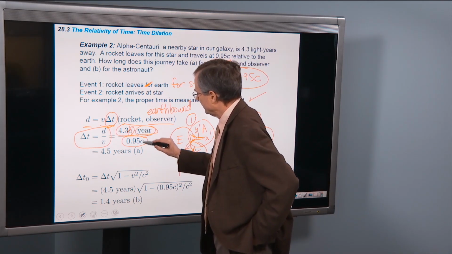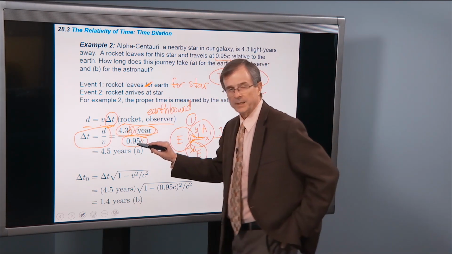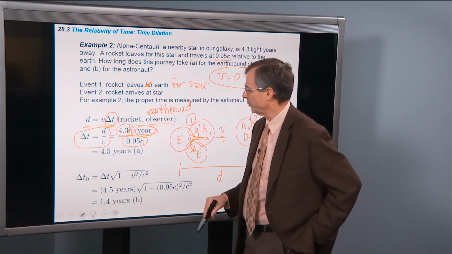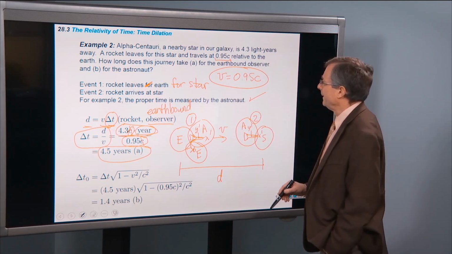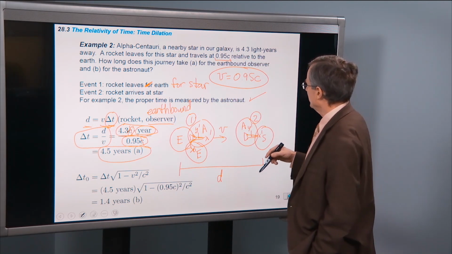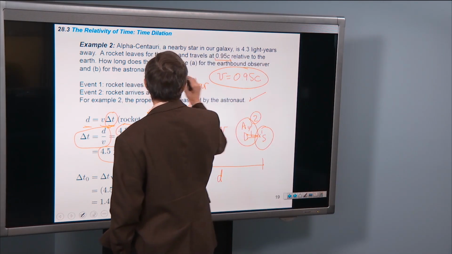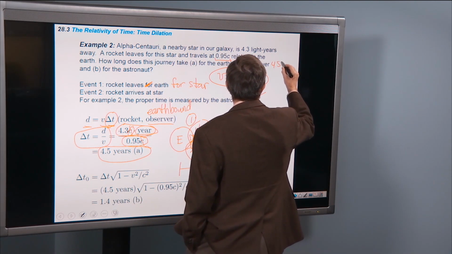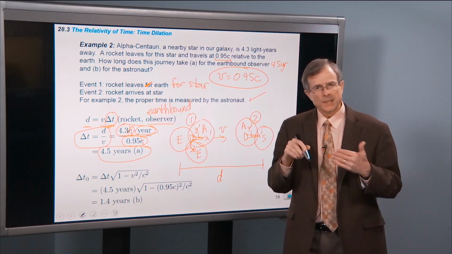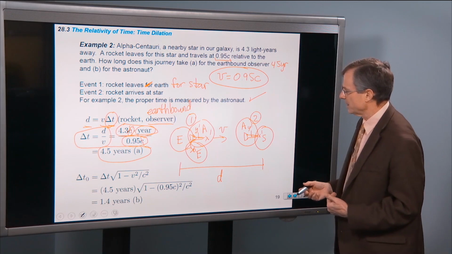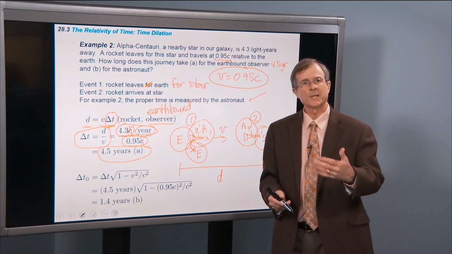Because it cancels out with that 0.95 c in the bottom. And all we have to do is divide 4.3 divided by 0.95, and we'll get the answer in years. So from the point of view of the earthbound observer, the journey takes 4.5 years. And you say, well, that makes sense because the star is 4.3 light years away, but he's not traveling quite at the speed of light. He's only traveling at 95% of the speed of light, so it's going to take him a little longer.